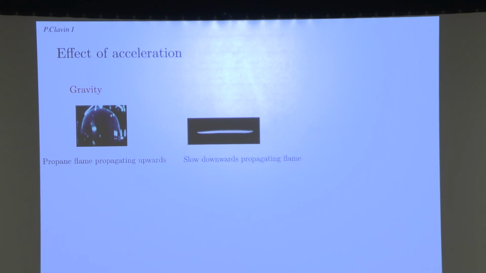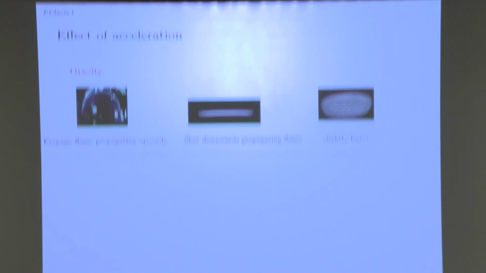This experiment was developed 20 or 25 years ago in Marseille. Now you increase a little bit the velocity, and you reduce the experiment, and what you see is a cellular structure appearing on the flame.